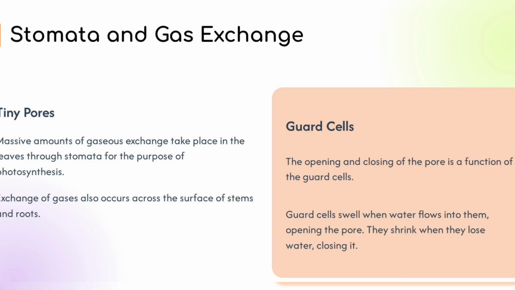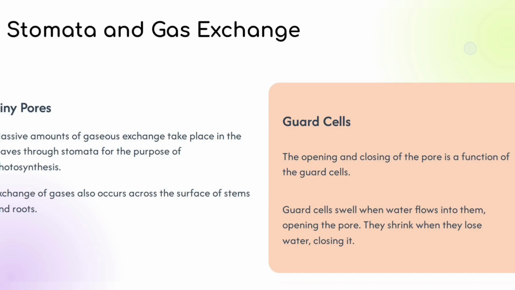Guard cells control the opening and closing of stomata. When guard cells get water, they become swollen and the pore opens. When they lose water, they shrink and the pore closes. This is a smart mechanism to save water during hot days or at night. Now, what is the function of the guard cell? The opening and closing of the pores is the function of the guard cell.